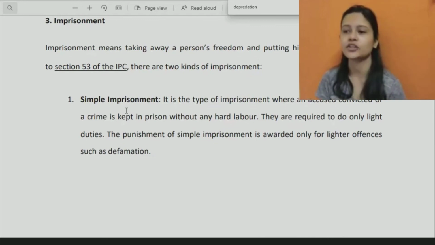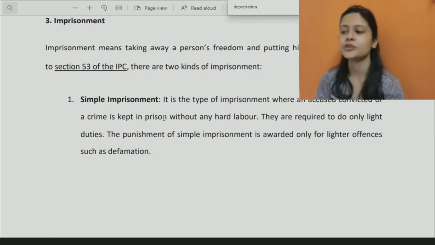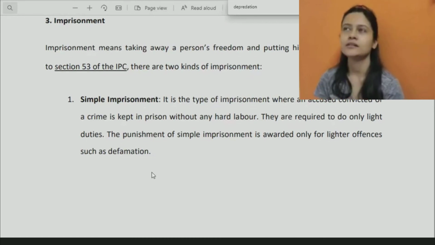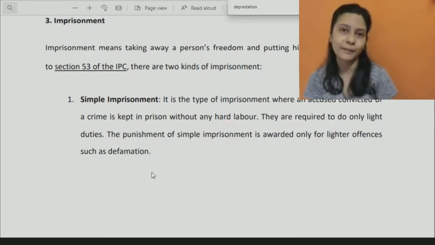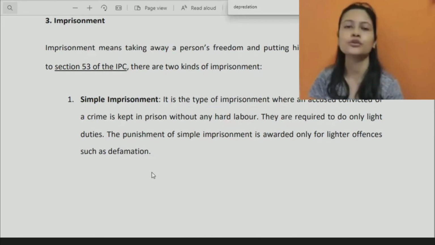So in such a case, it is said that when a person is in prison, it's not like they would simply sit there. They also have a proper routine. They also do certain work. Simple imprisonment means the person will be asked to do some small works. Maybe someone is given imprisonment and that person was the only earner of the family. So now what will happen to the family? From where will they get money? Right? So that is why they are asked to do some work.